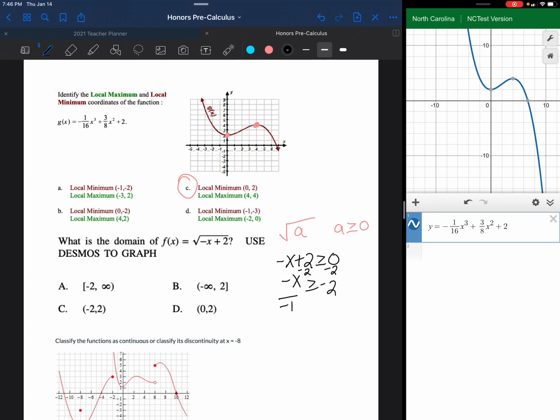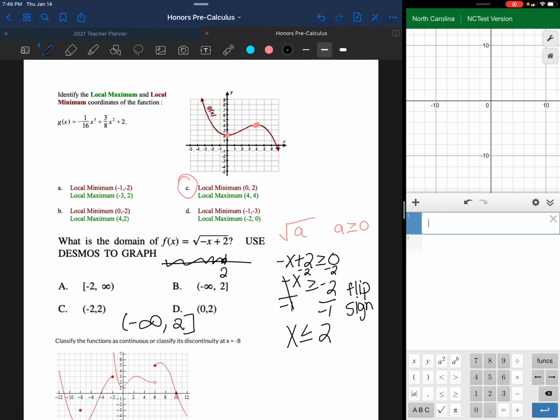Now, here's where I need to be careful. When I divide by that -1, I've got to flip that sign, because we're dividing by a negative. So it should be less than or equal to positive 2. So if we're talking about less than, here's 2, and here's less than. So this is going to be -infinity to 2, because we're talking about the less than area.